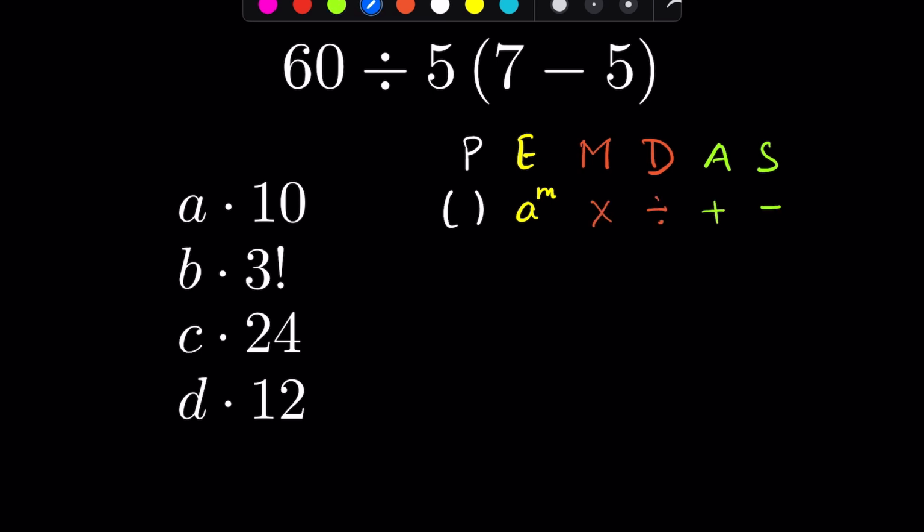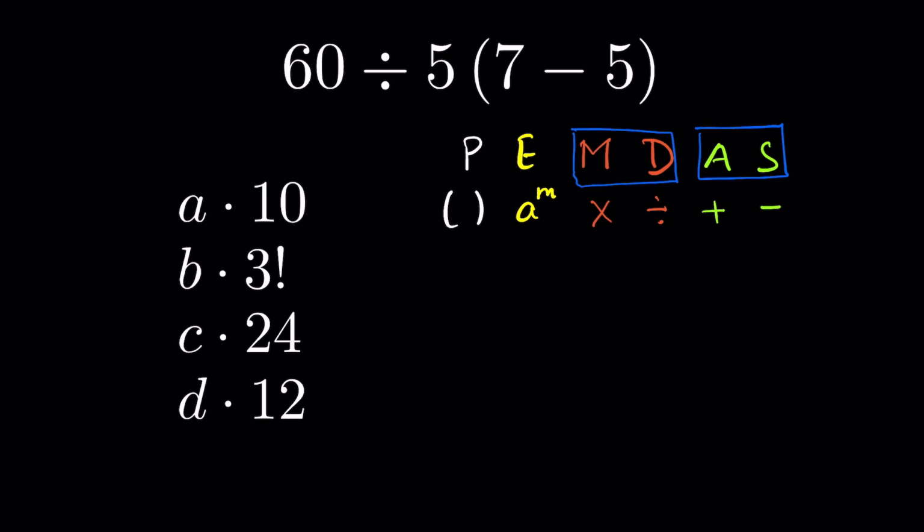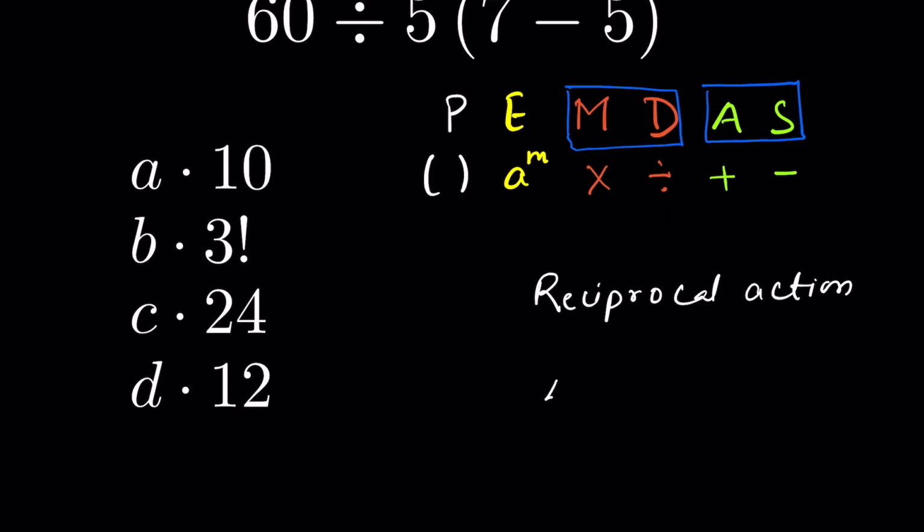Now multiplication and division, and addition and subtraction, are grouped together. Why? Because they are reciprocal actions, therefore they have equal priority. What does this reciprocal action mean? That means if 4 is divided by 2, it means 4 is multiplied by 1/2. 1/2 is the reciprocal of 2. So we convert division into multiplication and the number after that gets inverted. We write the reciprocal of 2, that is 1/2.